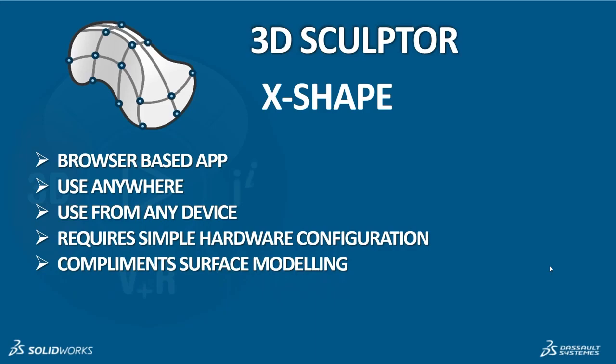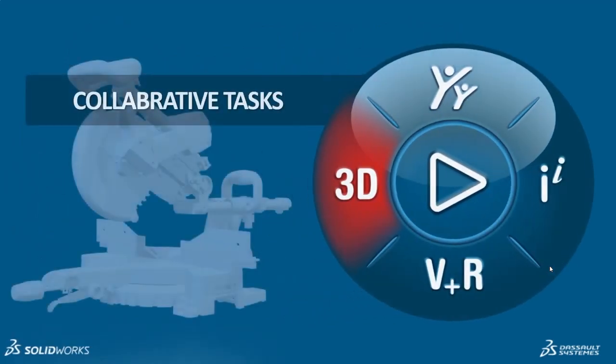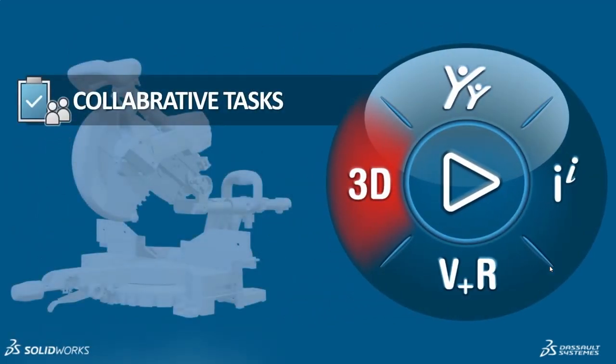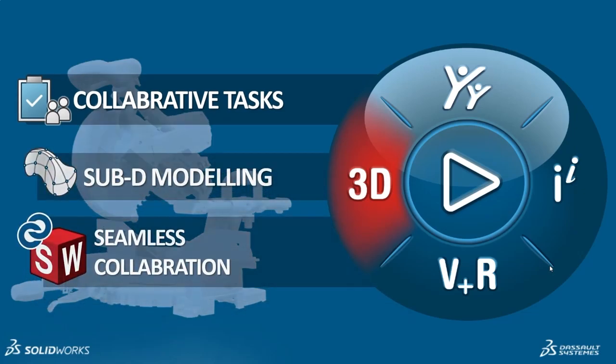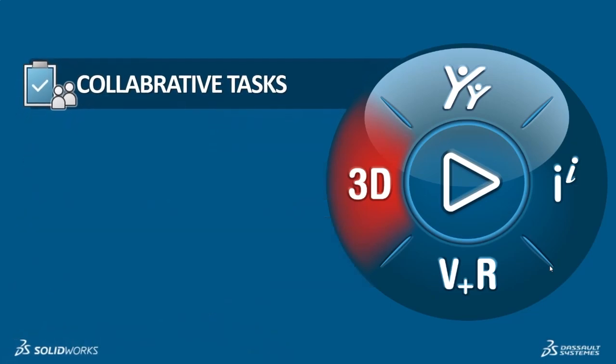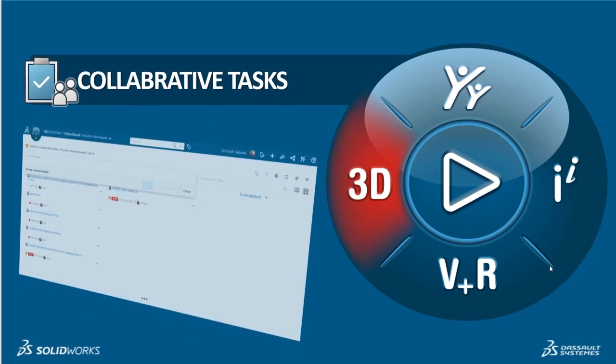As it is a subdivision modeling environment, it works on actions like push, pull, or we can call it digital clay modeling for simplicity. In this video, I'll showcase the features about collaborative task, sub-D modeling, which is xshape, and I'll show you how you can collaborate sub-D models with SolidWorks. So let's start, starting with the first topic, which is collaborative task.